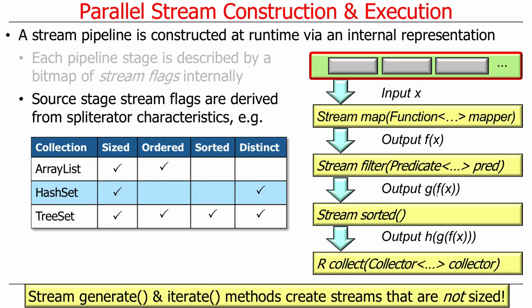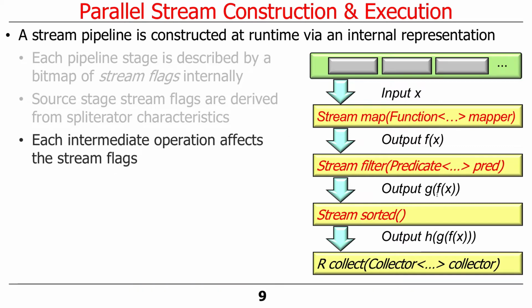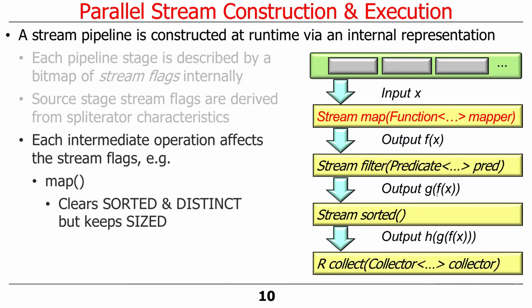All right. So that's what happens when things start, right? Each collection starts out with these properties. Each intermediate operation then affects the stream flags. So for example, if the map intermediate operation is called, it will do certain things to the flags. It'll keep sized set, because remember, map can't change the number of elements, but it'll clear sorted and distinct, because map could make changes, right? Map could change every value to 0, or change it in such a way that it's no longer sorted and no longer distinct. So it'll change those properties.